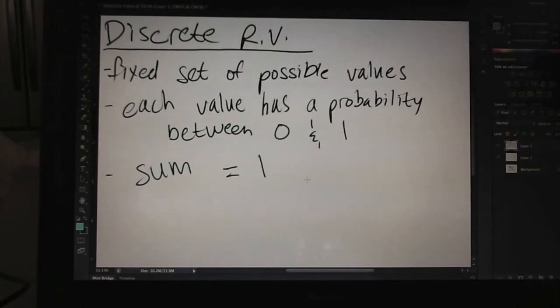Okay guys, we're going to talk about a discrete random variable. This variable has a fixed set of possible values, in contrast to the continuous random variable. What we do is assign each value a probability between 0 and 1. And what's nice about discrete random variables is that the sum of all these probabilities adds up to 1.